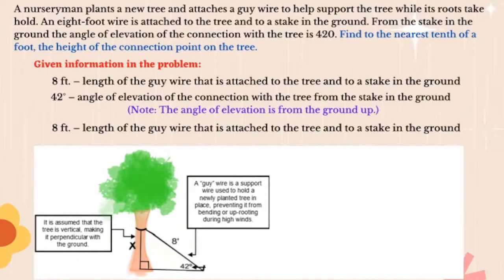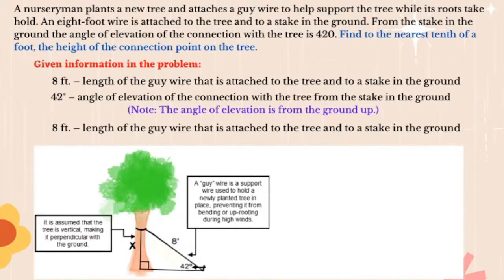When we say guy wire, it is a support wire used to hold a newly planted tree in place, preventing it from bending or uprooting during high winds. Notice that our illustration shows a right triangle.